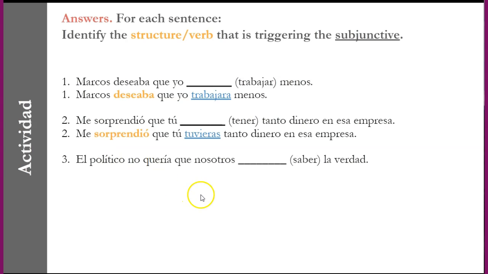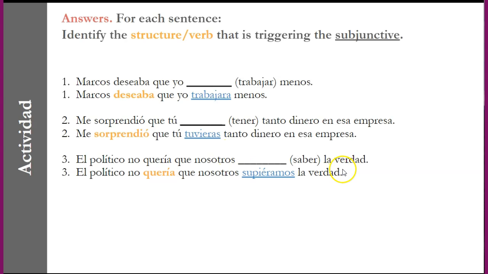El político no quería que nosotros saber la verdad. El político no quería que nosotros supiéramos la verdad. Supiéramos is in the past subjunctive. You have the accent mark because it's in the nosotros form, on the vowel before the past subjunctive ending. Quería is the verb that's triggering the subjunctive in the subordinate clause, and it's in the imperfect tense.